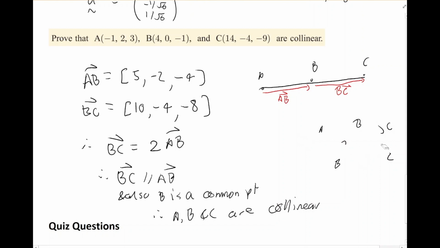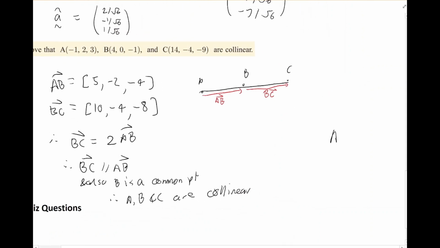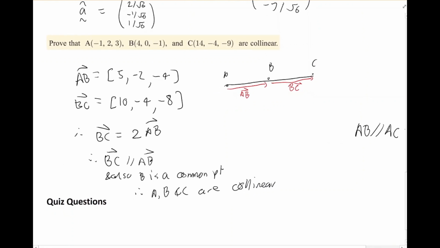It's a bit weird, but if you ever have trouble with it, just remember to prove they're collinear, you want to prove that AB is parallel to BC. There's a few ways to do it. You could prove that AB is parallel to AC as well. That would also work, or any combination really, as long as you've got all three points in there.